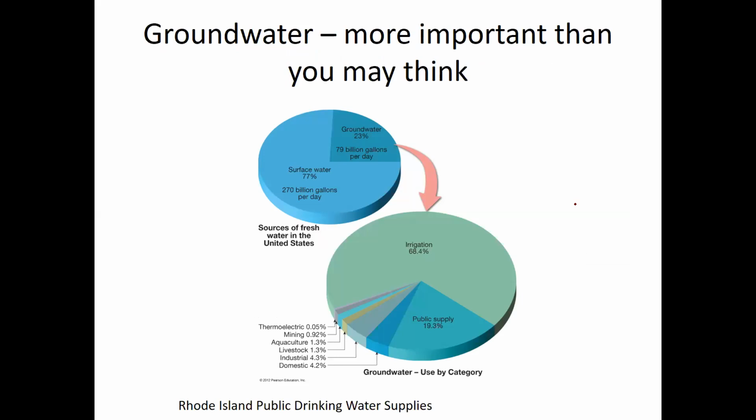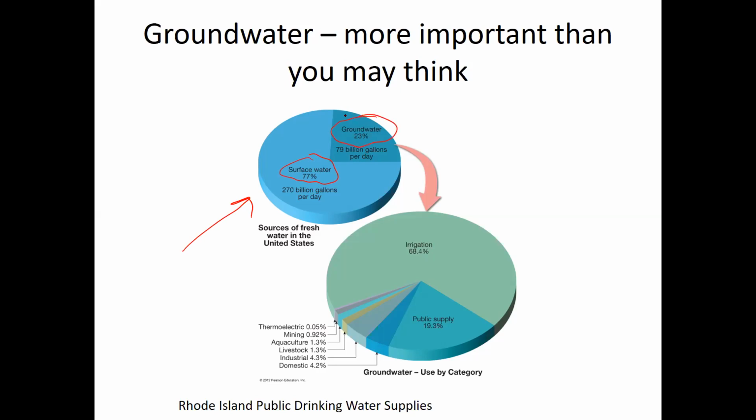So what do we use groundwater for? Well, this pie chart right here is the US daily freshwater consumption. It's 270 billion gallons per day. 77% of that is surface water, so running water from reservoirs and rivers and streams. So the majority of our water consumption is surface water, running water. However, 23%, or almost 80 billion gallons a day, is groundwater.